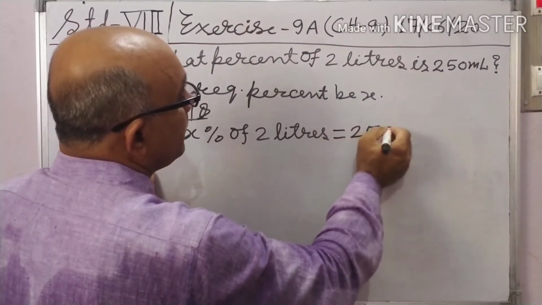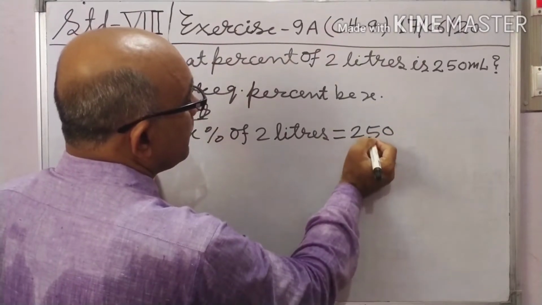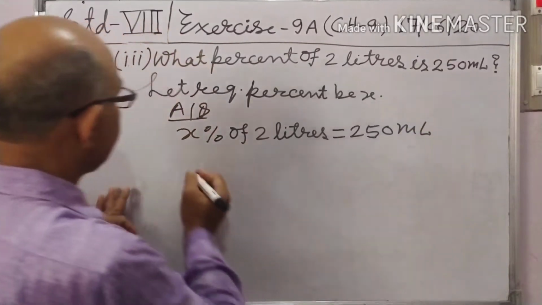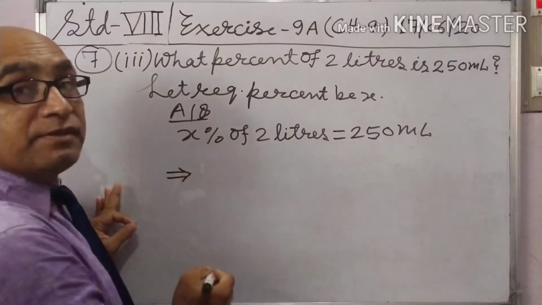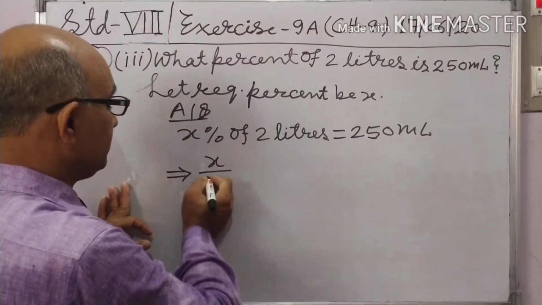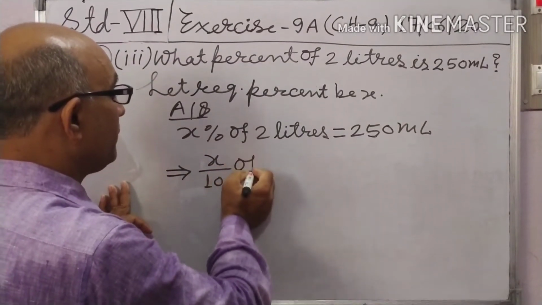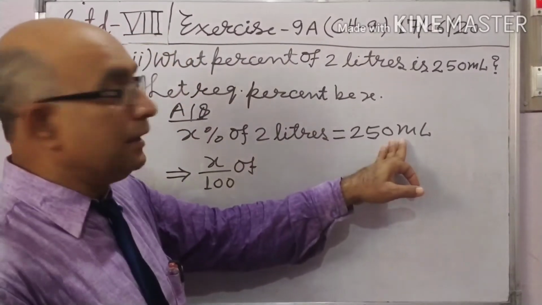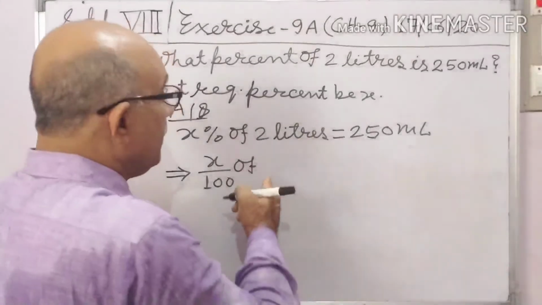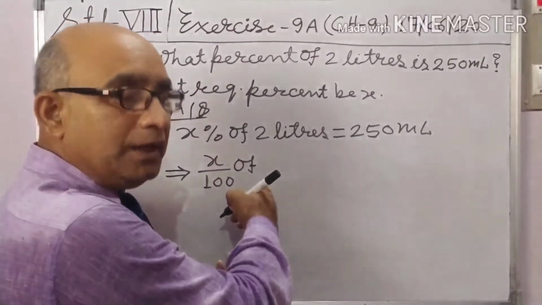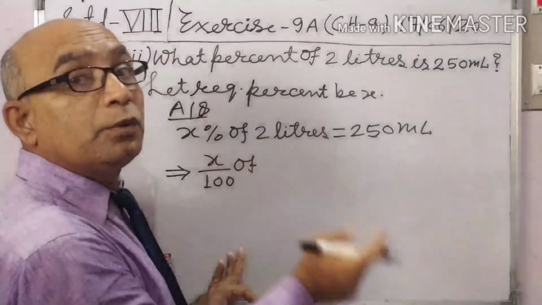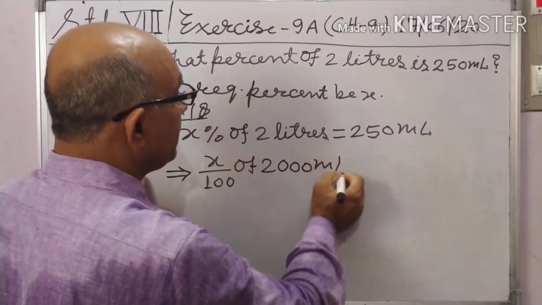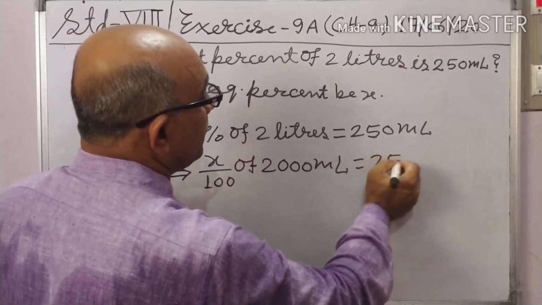That implies x percent means x by 100 of 2 liters. Here we have liters and on this side milliliters, so 2 liters change into milliliters. 1 liter means 1000 milliliters, so 2 liters means 2000 milliliters. That means x by 100 of 2000 milliliters equals 250 milliliters.